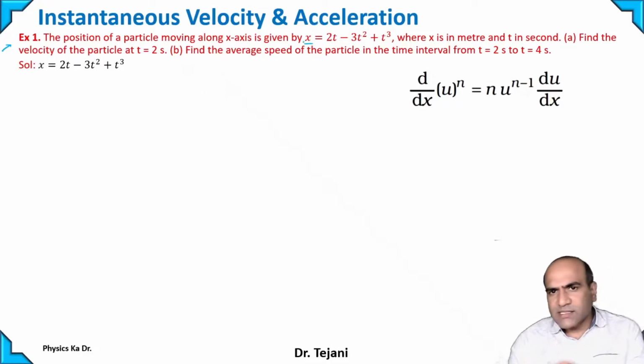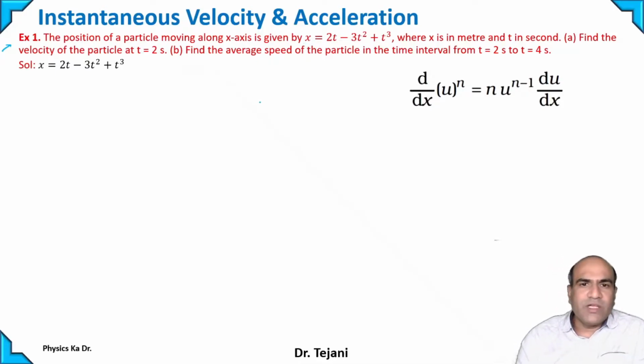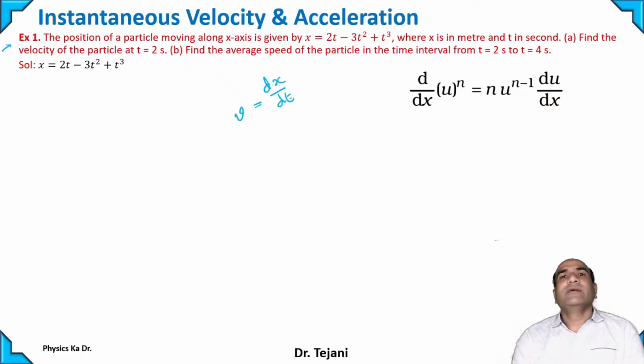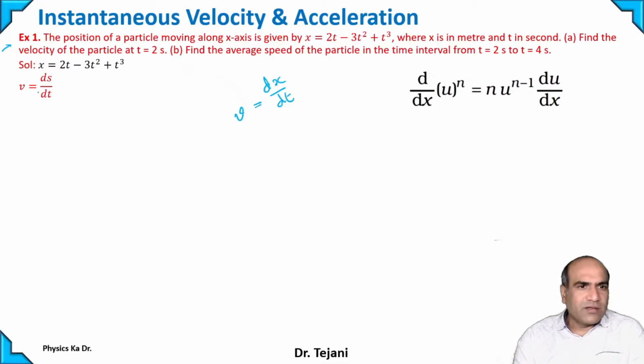See here, x is given and we know that dx by dt gives us velocity. So what are we waiting for? V is equal to dx by dt, or you can write ds by dt, whatever you prefer. Let's do the differentiation of this equation.